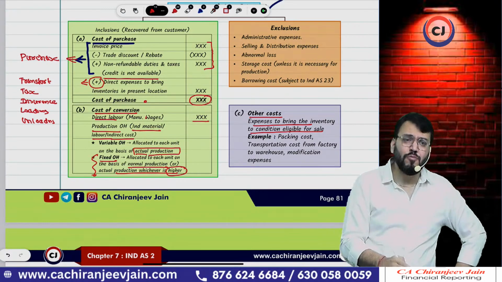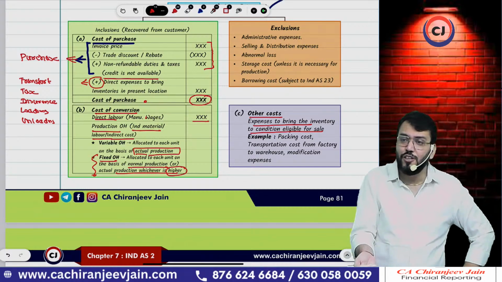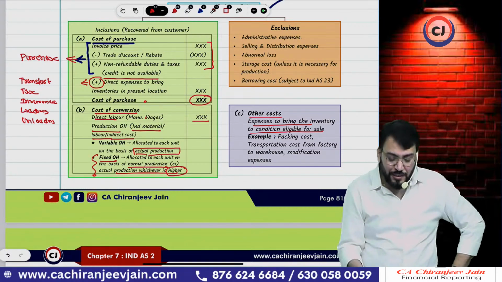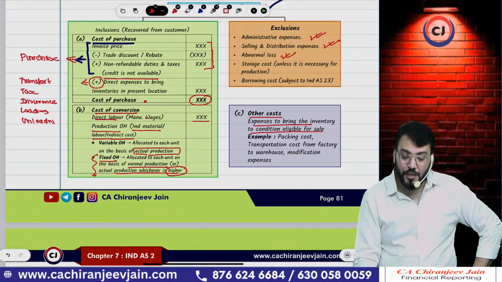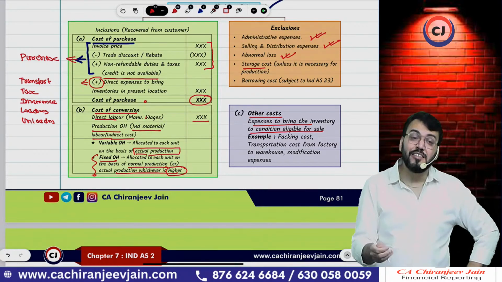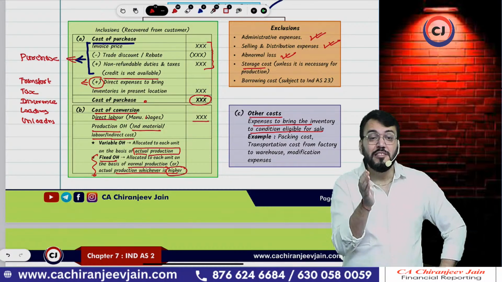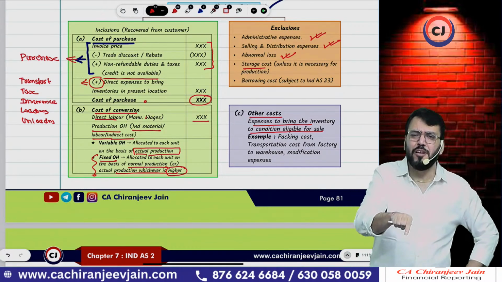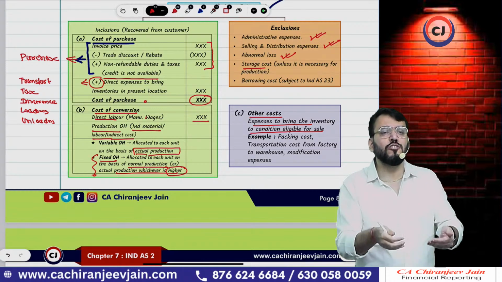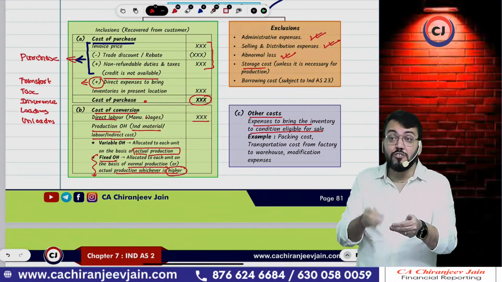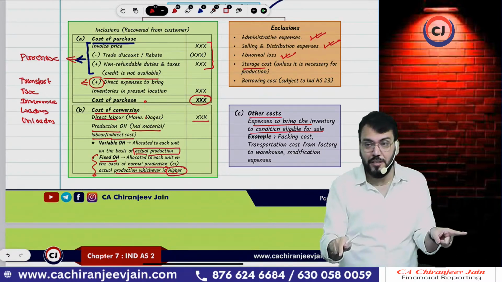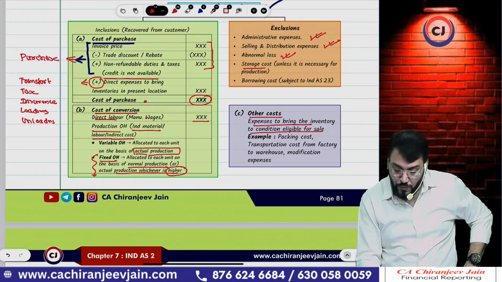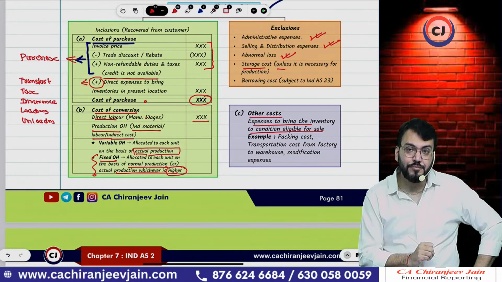Can I say that apart from this, whatever is not given is not included in cost price? What is not included in cost price? Administrative expenses, selling and distribution expenses, abnormal loss. Storage cost, unless it is necessary for production. For example, storage cost of raw material is necessary, but storage cost of finished goods is not necessary for production purpose. Therefore, that will not be included. What is necessary will be included.